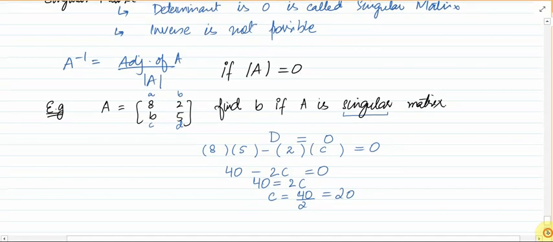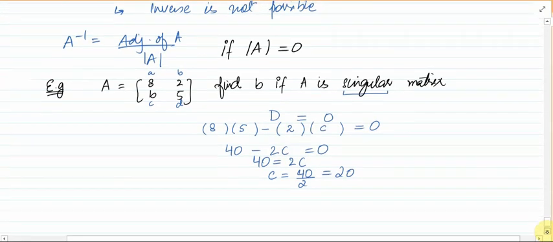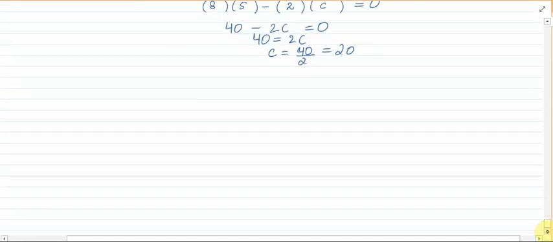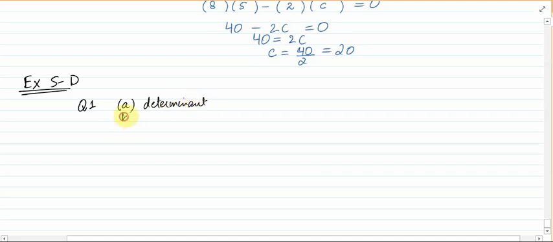So moving on to our book exercise, it's exercise 5D, same book 4. Going to start with question number 1. It says that in part A you need to find the determinant, and in part B you need to find the inverse of a matrix, whether it is possible or not, right?